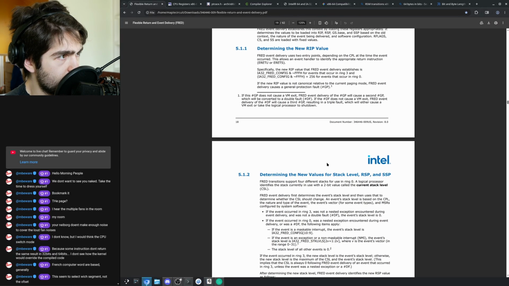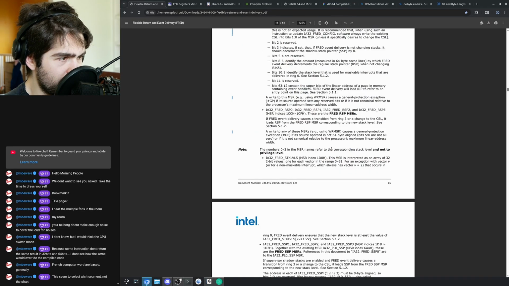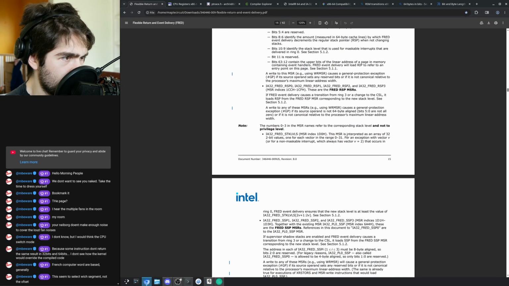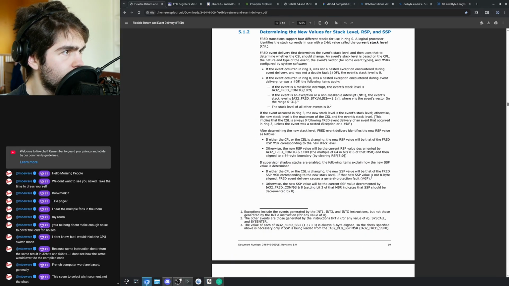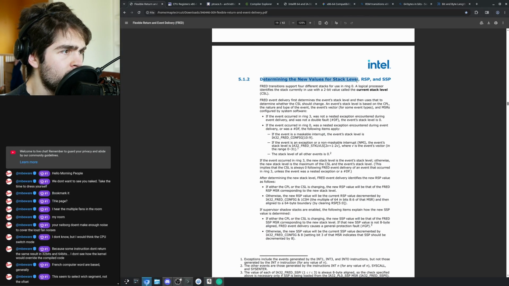When I click on the thing, it transfers me. So it says, for an exception with vector v, it goes there. Let's see. Determine the new value of stack level, RSP or SSP. If the event is an exception or non-maskable interrupt, stack level is the value from the array, where v is the event's vector in range 0 to 31. The stack level of all other events is 0.